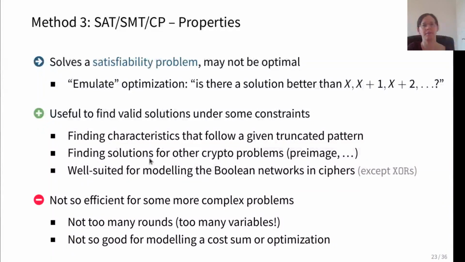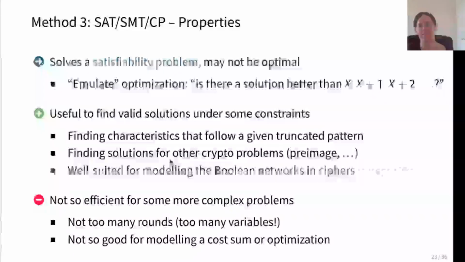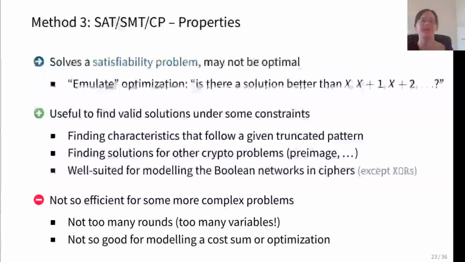Another good thing is that SAT solvers work quite straightforwardly for other crypto problems. So for example, pre-image problems. However, they are usually not very good at this. So of course, they're general purpose solvers. They don't have any domain-specific knowledge. So usually things like collision attacks or pre-image attacks can be done much faster if you use your crypto knowledge than by just writing it down as a SAT problem.